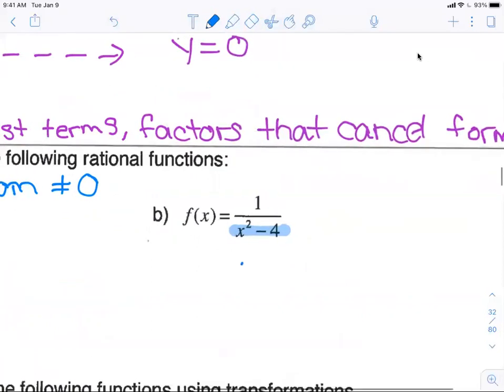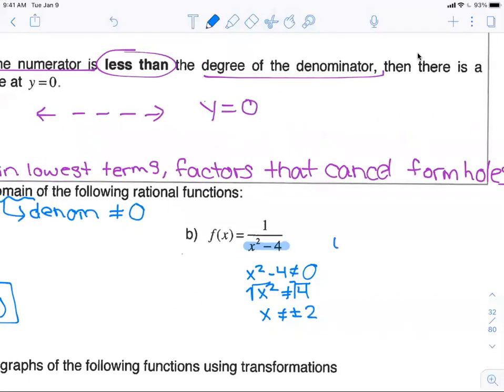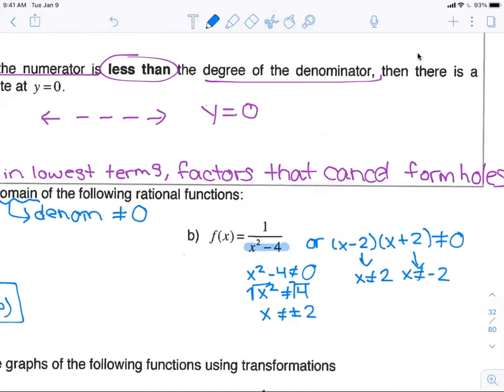So here, x squared minus 4 does not equal 0. I'm going to add 4 to both sides, and then I'm going to square root. So x does not equal plus or minus 2. You should get both of them. Or you could have factored that into x minus 2 times x plus 2 does not equal 0, and then you set each factor. So x could not equal 2 and x could not equal negative 2. Either method that you used would work.